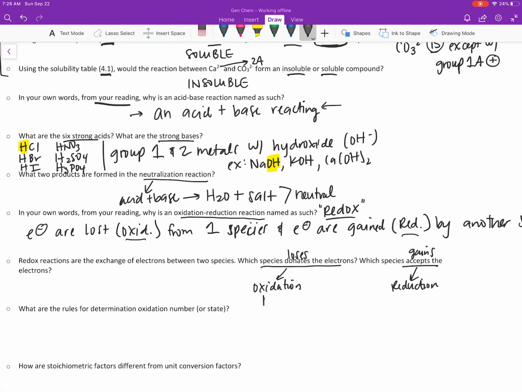The other thing is the RA and the OA, which is reducing agent, and this is oxidizing agent. And so we'll talk about these two things when we start practicing it.